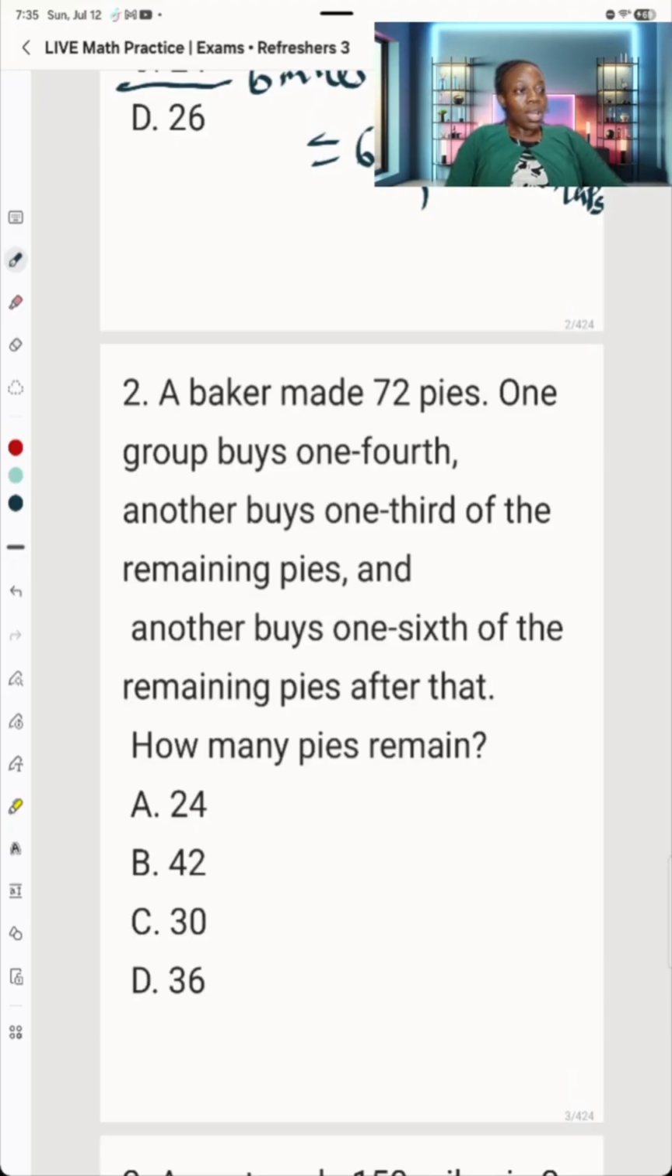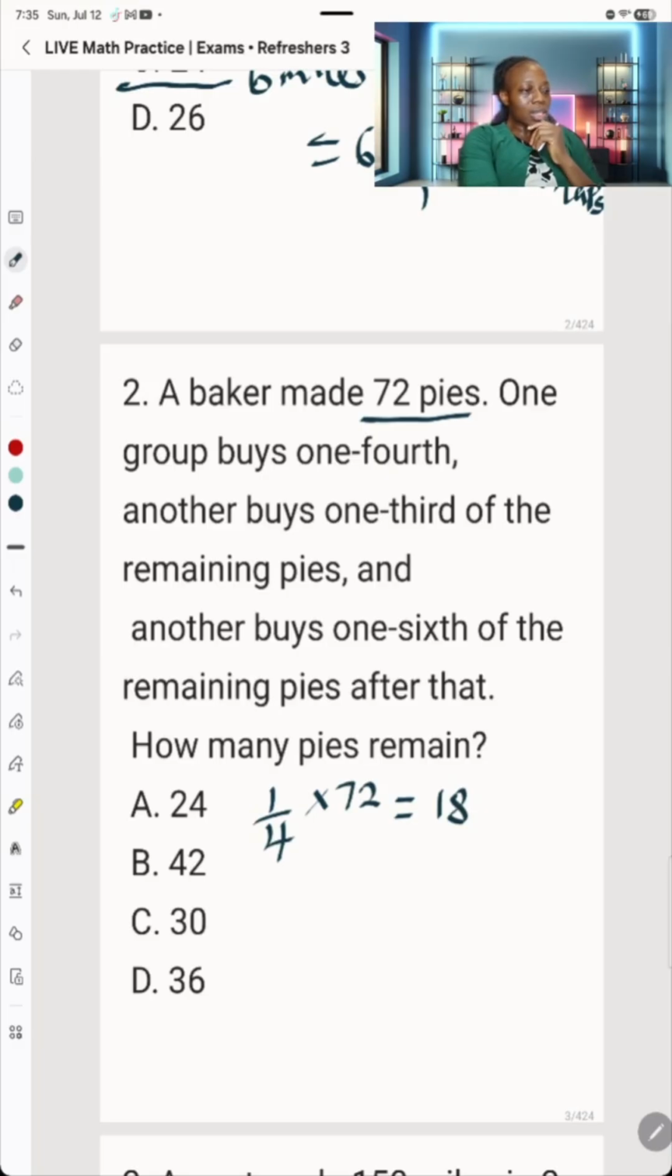A baker made 72 pies. One group buys 1/4, so let's find 1/4 of 72. Then that will be what? 72 divided by 4 is 18. So that means 18 is out of 72.